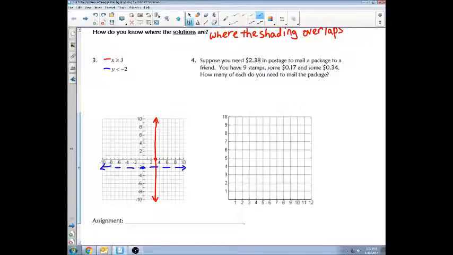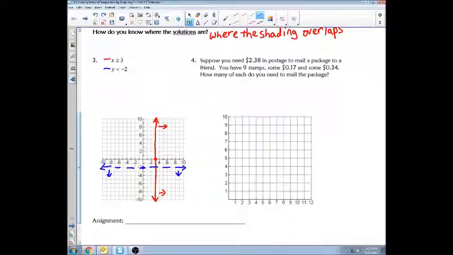Now I need to figure out where to shade. For the red graph, x is larger than 3. So where is x larger than 3? It is to the right, because that line is where x is 3. So everything to the right of that is larger than 3. For the blue line, y is less than -2. Well, our dashed blue line is where y is -2. So it's going to be everything smaller than -2.